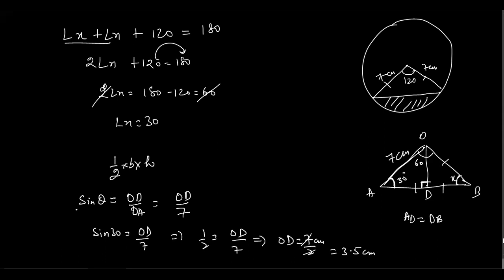Got it? Got my point? Yes, sir. Okay, this is 3.5. This is actually 3.5. Now you got this is 3.5. The height is actually 7 by 2.